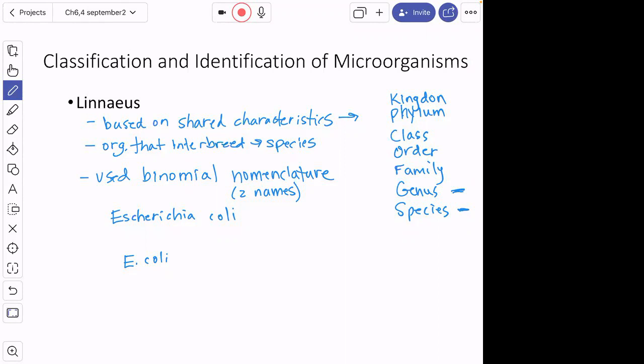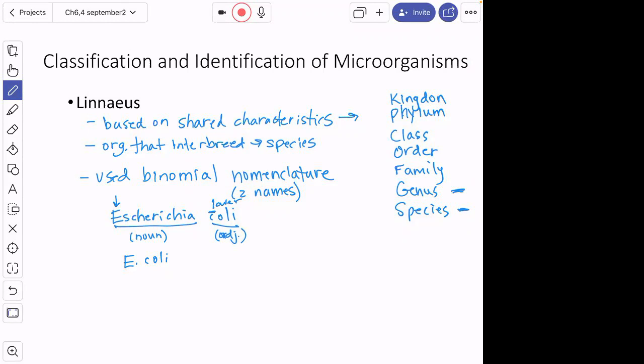Okay, so the genus should be capitalized and the species should be lowercase. Just write that in, lowercase. If you're handwriting the genus and species, it should be underlined. That's the grammatically correct way to write it. If you're typing it out, it's going to be italicized. And the other rule that he came up with, he said the genus should be a noun and the species should be an adjective. I almost said verb there.